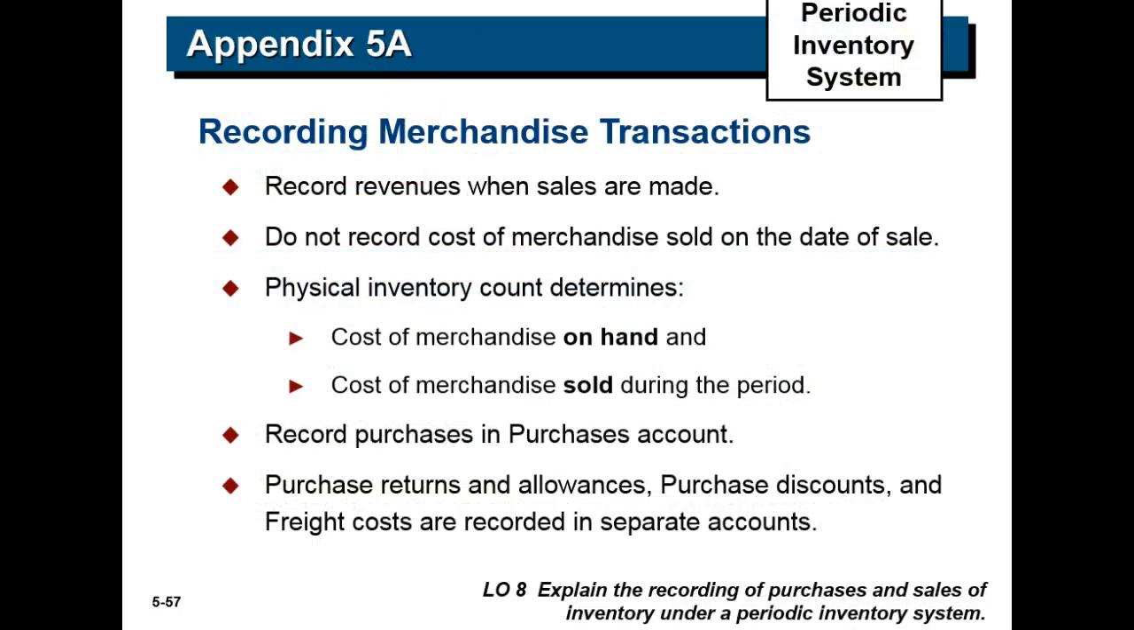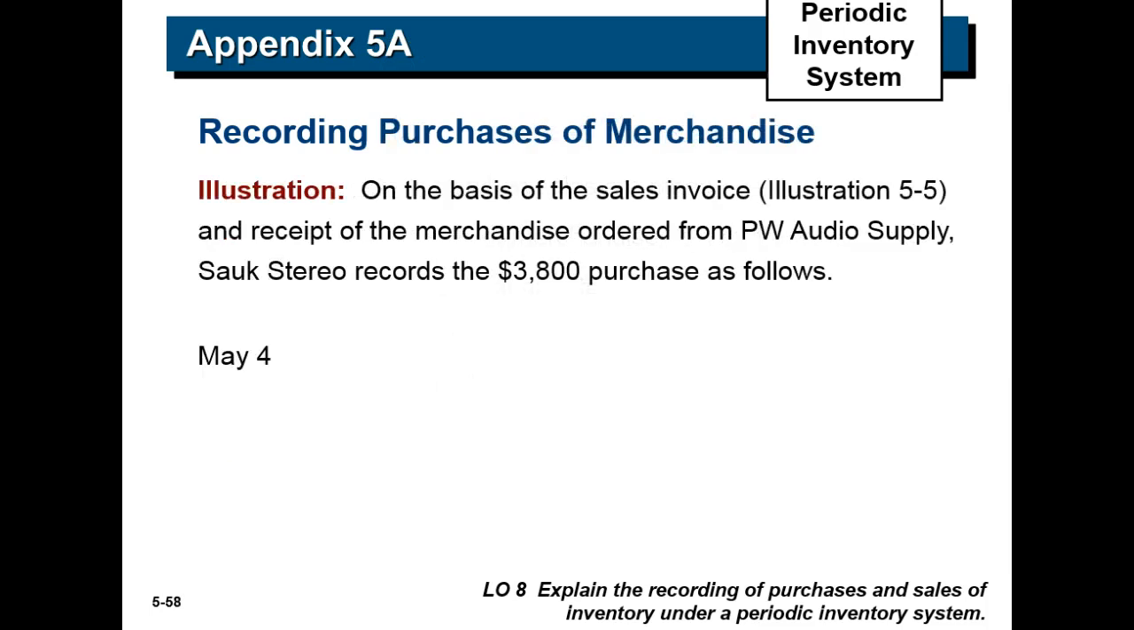So the key here is recording merchandise transactions, okay? Recording purchases of merchandise using the periodic system. Periodic system means we don't keep track of it all the time. On the basis of the sales invoice and receipt of the merchandise ordered from PW Audio Supply, SOC Stereo records the 3,800 purchases as follows. We show purchases of 3,800 and accounts payable of 3,800. This isn't using the perpetual method. This is using the periodic method, okay? Am I confusing you guys with the two different ones?